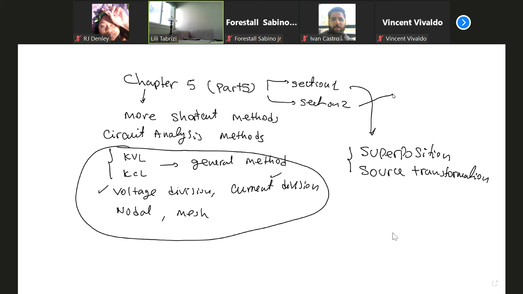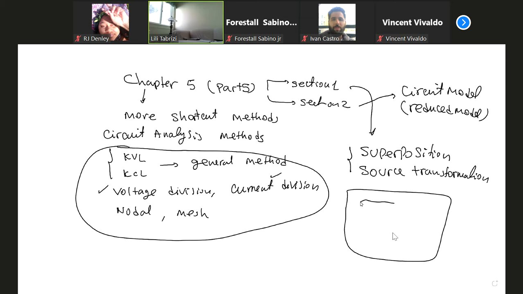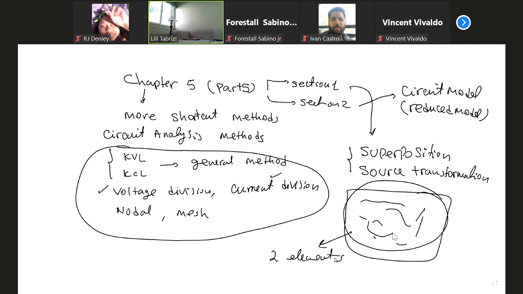In section 2 of chapter 5, we talk about circuit modeling, or the reduced model. For example, if you have a circuit in a box with many elements, like many resistors, you can take the whole circuit and substitute it with only 2 elements. That's an equivalent model, which is also a very useful concept in circuit analysis. So today we start with superposition.